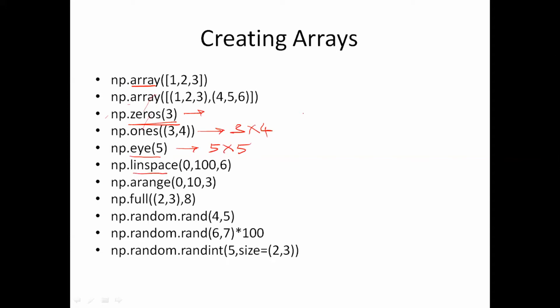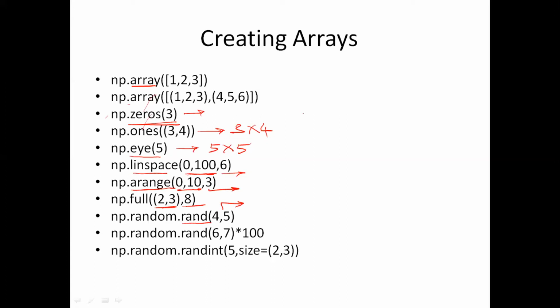Linspace will linearly space the elements in the range 0 to 100 as a vector of 6, and arange, which we just used, will create an array having elements in the range 0 to 10, and 3 elements are picked. Full will create an array of this dimension, and random will generate a random array of 4 by 5 dimension.